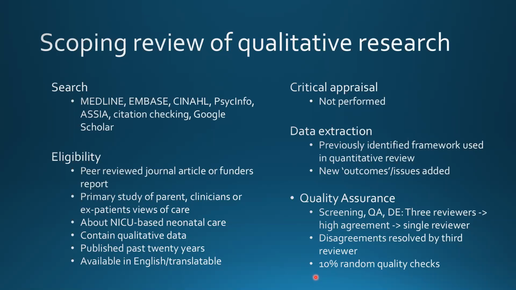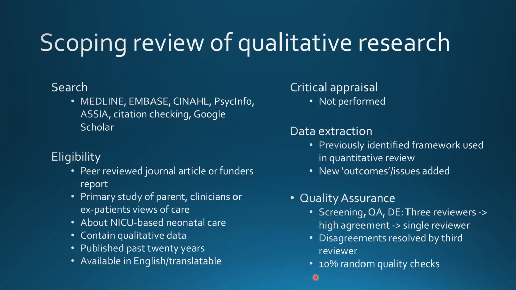So in order to be included in the qualitative review, studies had to be peer-reviewed journal articles or funders' reports. They had to be a primary study of parents', clinicians', or ex-patients' views of care. They had to be about NICU-based neonatal care, contain qualitative data, be published within the last 20 years, and be available in English or translatable. Now, critical appraisal wasn't performed on the included studies, because again, remember, the purpose of this review was to identify relevant outcomes for discussion and critical consideration by the Consensus Development Committee.